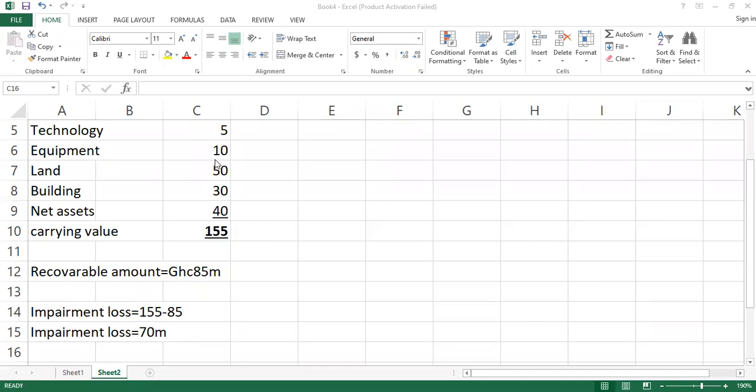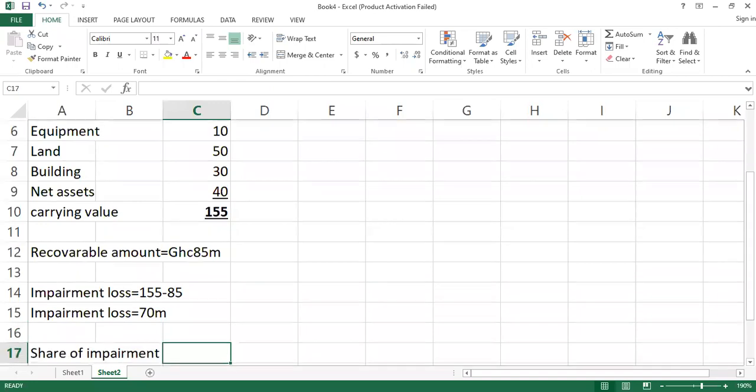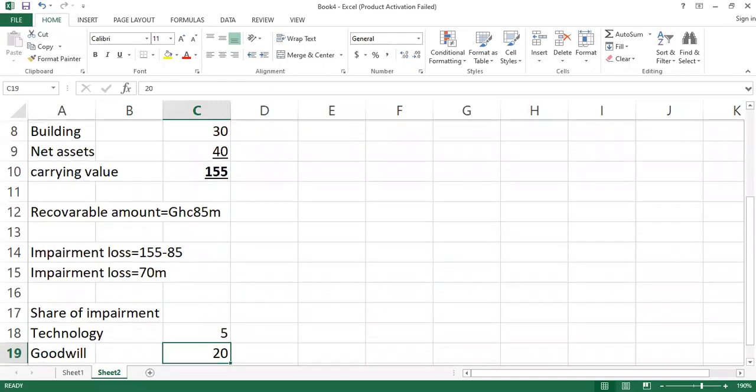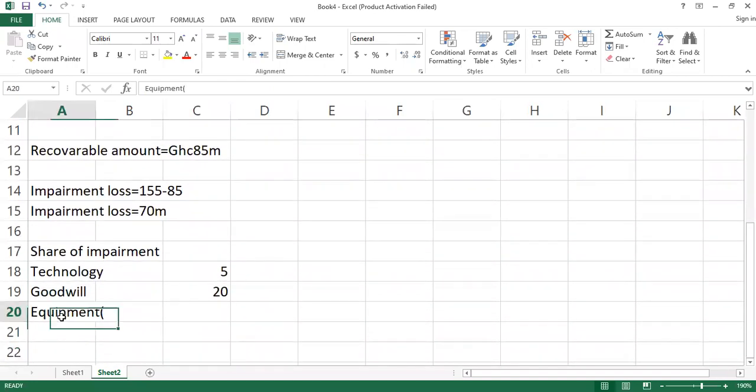Now, this one, 10 plus 50 plus 80 is what? The net asset will not take this one because they say that is the true representation of their fair value. So this will be 10 over the total. This will be shared among only 3 assets. 10 over 80 times the impairment loss. What is the remaining impairment loss?